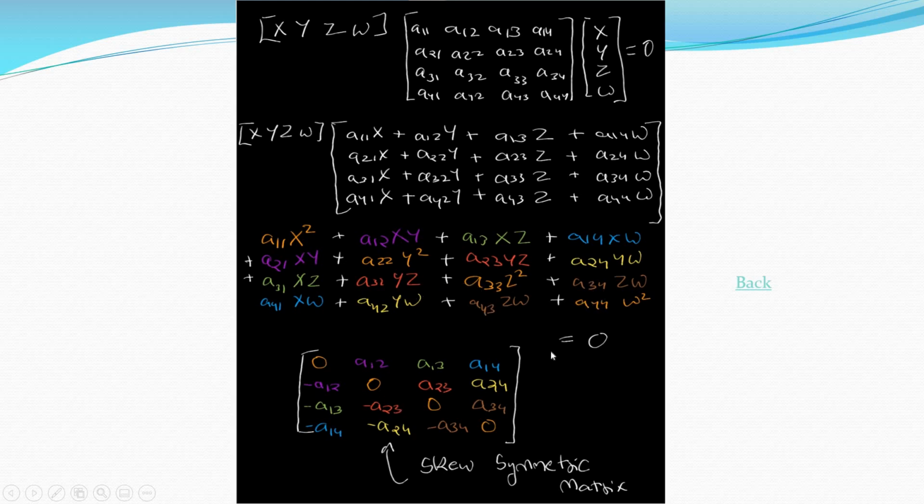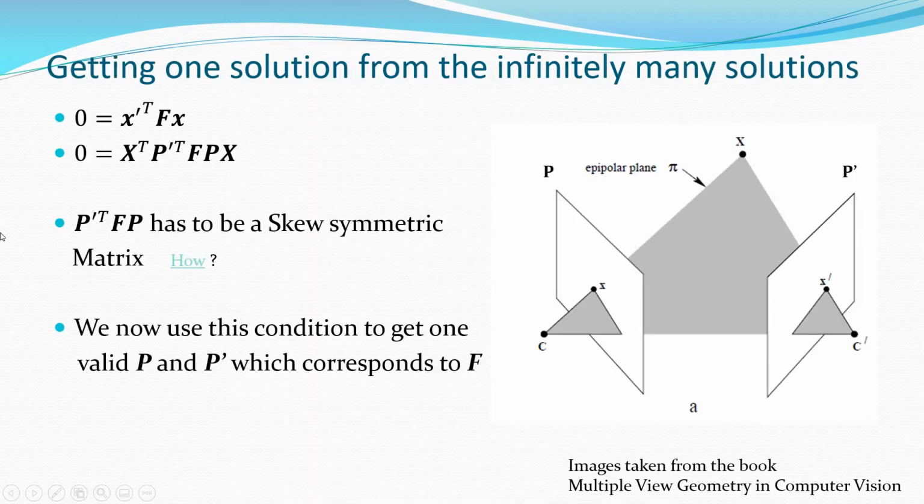When you make that kind of substitution, you see that the matrix formed is a skew symmetric matrix. A matrix of this form has zeros on the diagonal, and the off-diagonal entries are just negatives of each other, and that is what a skew symmetric matrix is. Hence we understand that an equation of this form is only possible if this matrix is skew symmetric. So this matrix has to be skew symmetric.